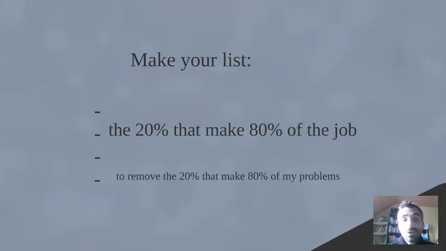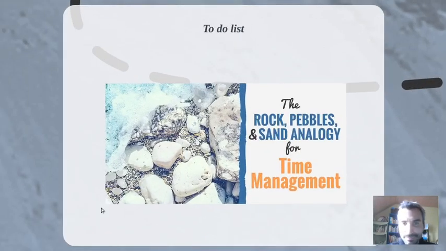Okay, so little tools: make a list about what you need to reach your goal, to achieve your project. Think about the 20% that make 80% of the job. Think also how to remove the 20% that make 80% of your problems. Okay, and list. But how to make a good list?